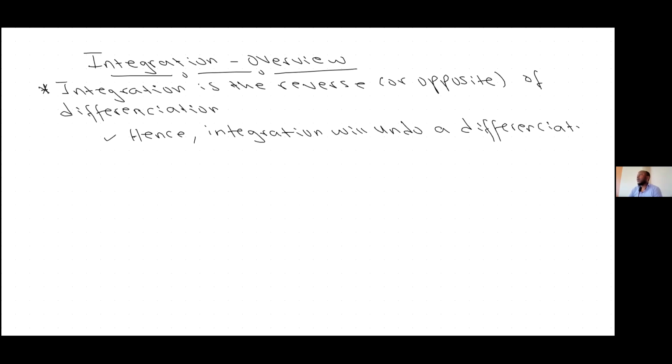That's the reason why I always advise that before you proceed with this video, please revert back to the basic differentiation series and try to understand it.